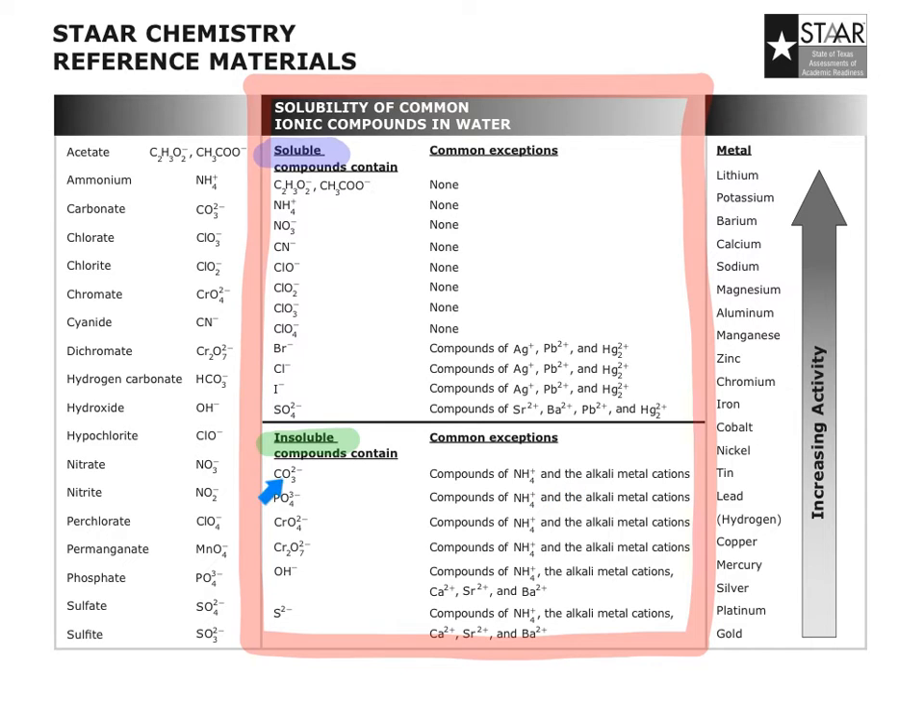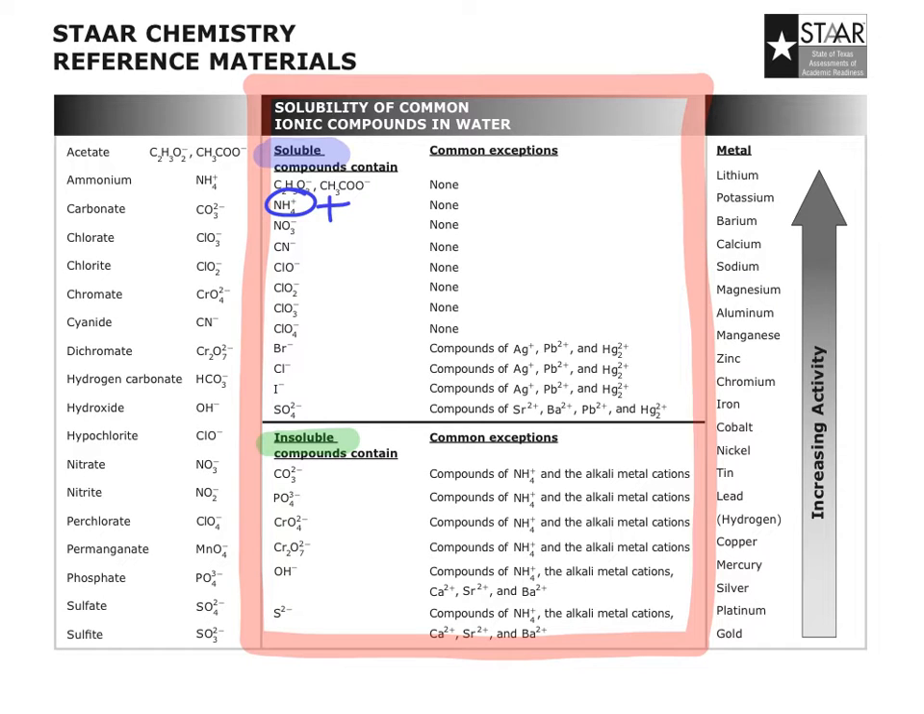So for example, a carbonate ion is insoluble in water, except when it forms compounds of ammonium and the alkali metal cation. So you need to refer to your periodic table to remember what the alkali metal cations are. Positive on this chart. You notice that all these are negative ions, all the way up to ammonium. Ammonium is the only one that is positive. So just something to keep in mind.